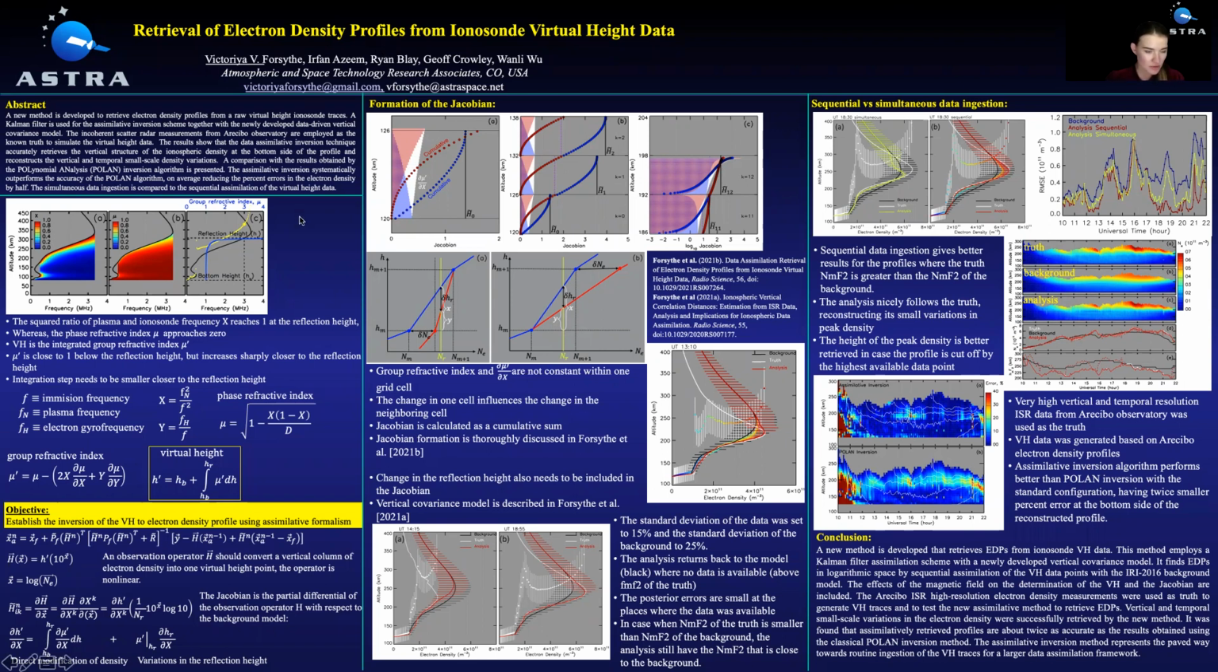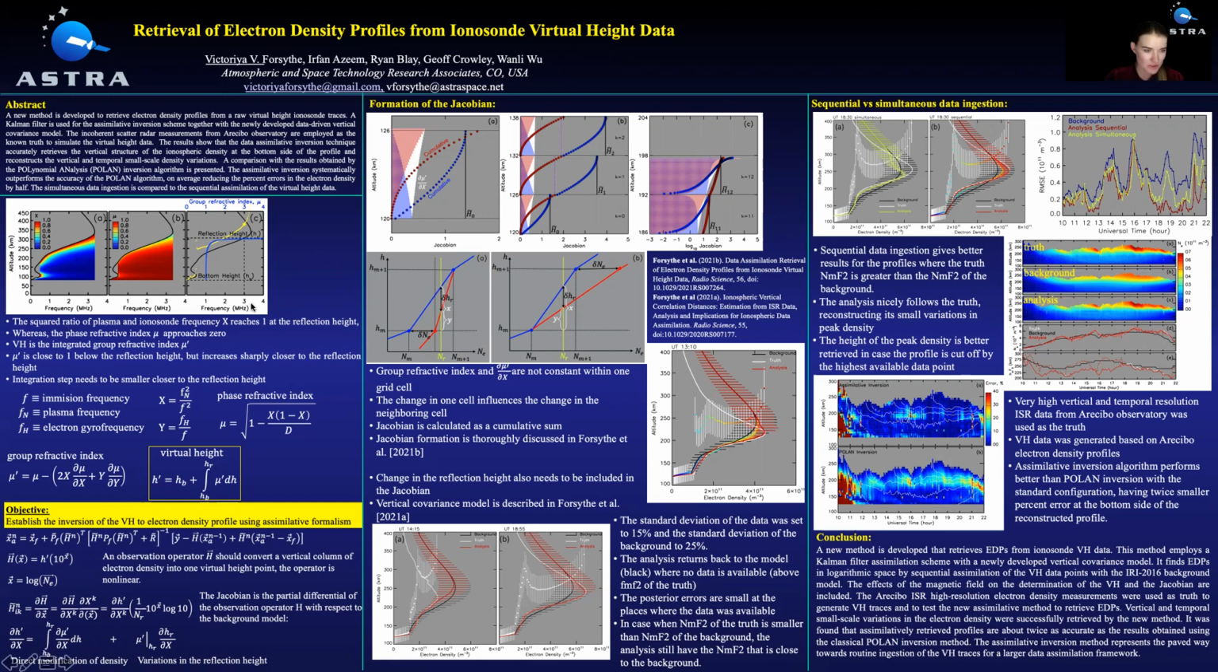If we know the emission frequency of our ionosonde, then the ratio of the plasma frequency over the emission frequency squared would approach 1 when we move closer to the reflection height. On the other hand, the phase refractive index mu approaches 0 as we get closer to the reflection height. The virtual height is the integrated group refractive index mu.